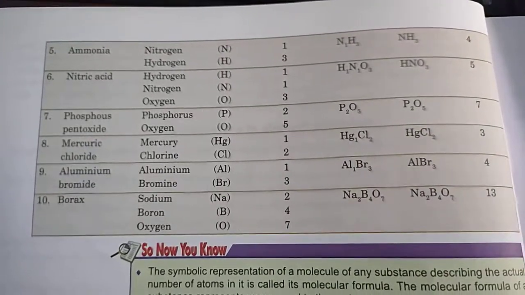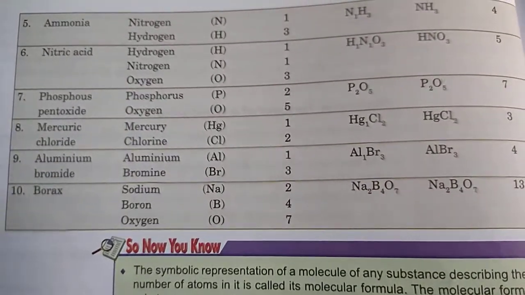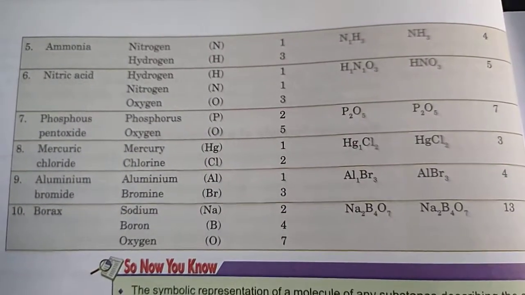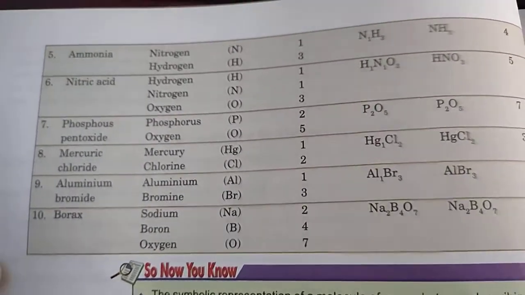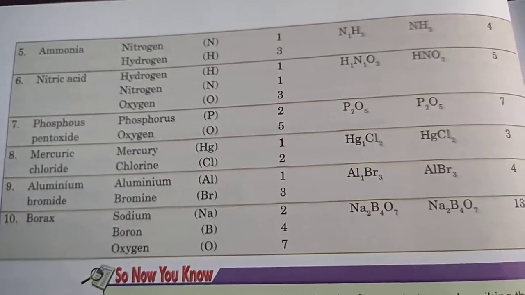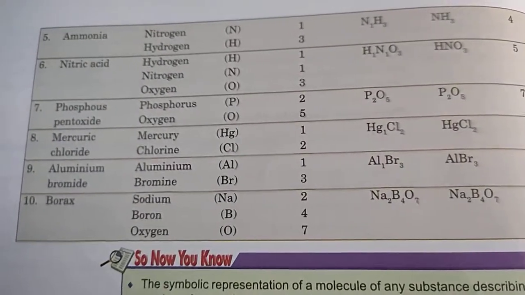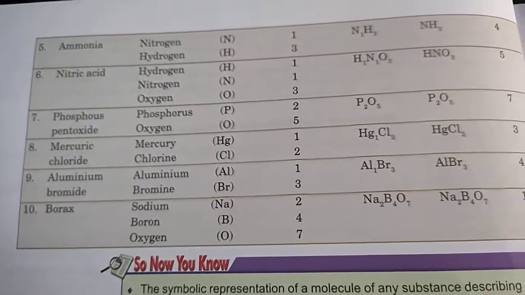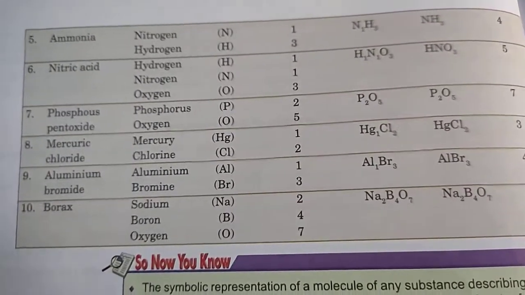So these are the molecular formulae of compounds. Remember this. Learn all the molecular formulae of compounds which are given in your book. Okay. Borax is very important, Na2B4O7.